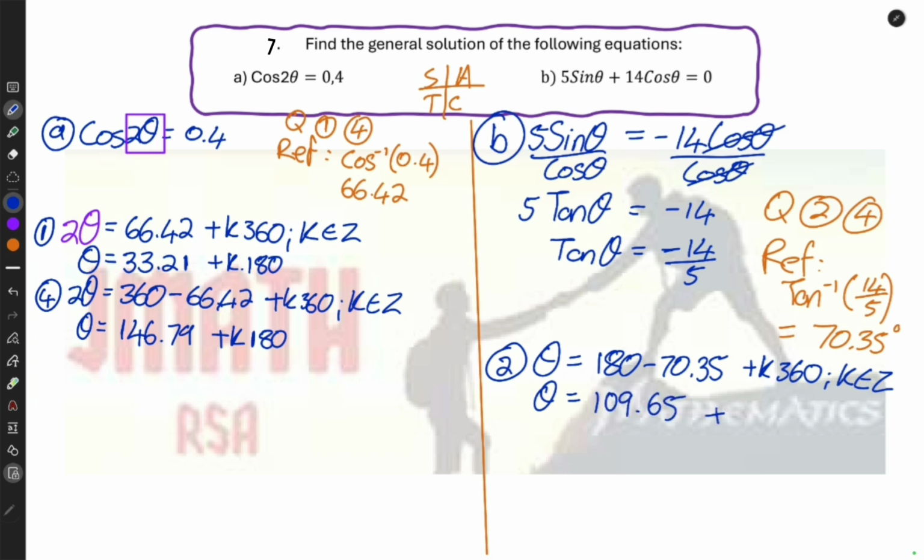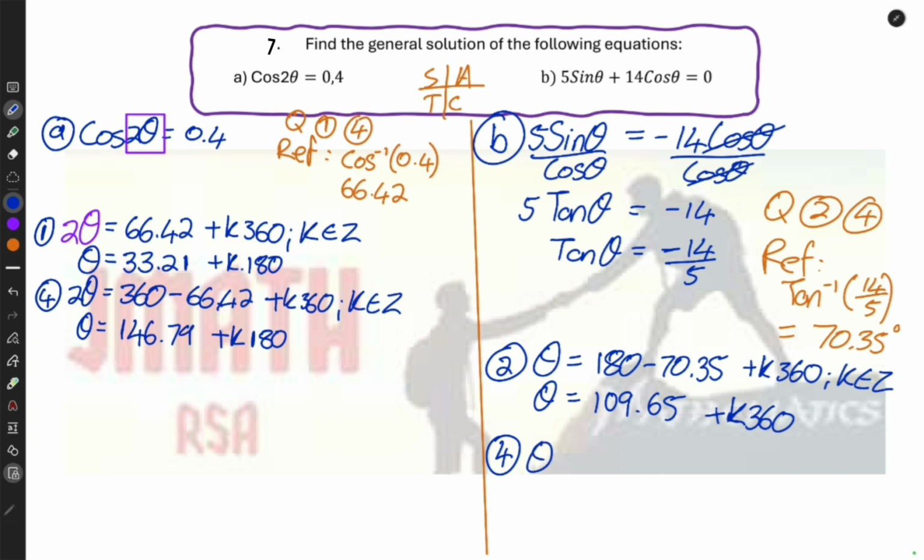And then my calculator tells me this is just 109.65 plus K 360. Okay, so like I said, if your teacher is old school, she would say that is the answer, plus K 180. But for those of you who have a modern teacher, she would say you need to do both quadrants for sine, cos, and tan.